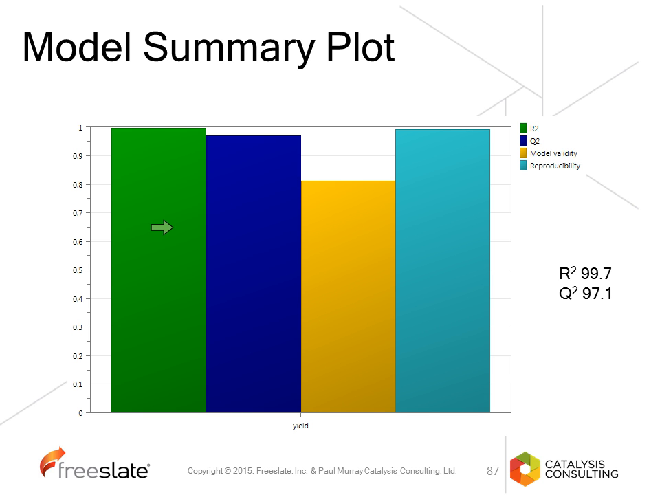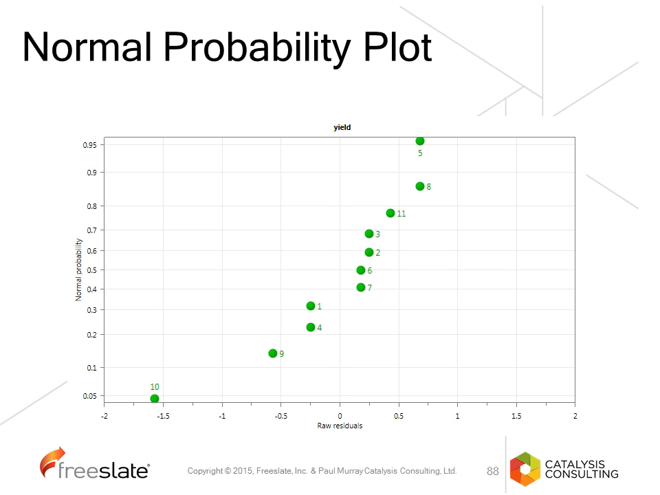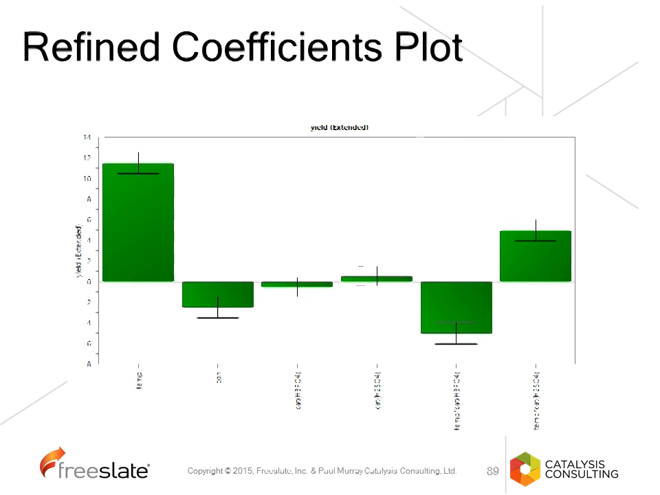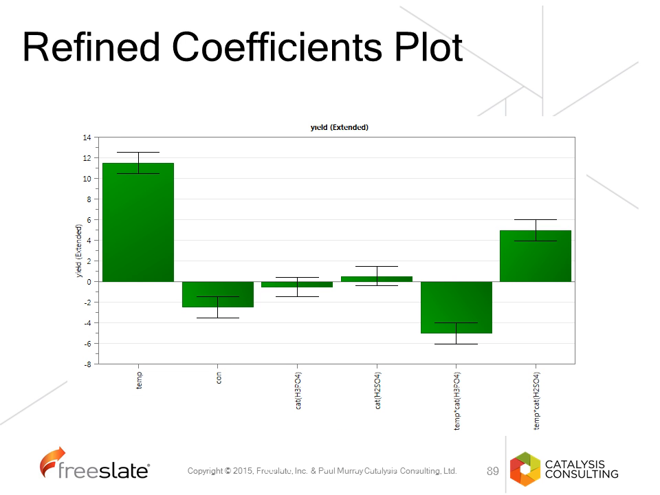We have no experiments which are outliers, so we have a normal probability plot that shows us our data. You'll hopefully remember from the previous coefficients plot that we had interactions here which were very small and the error bars went through the origin. So those have been removed. We've refined the model to simplify it.